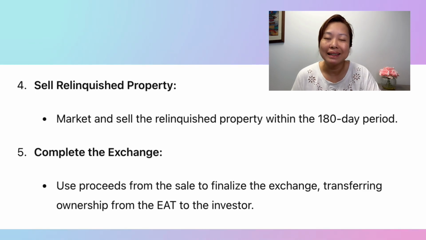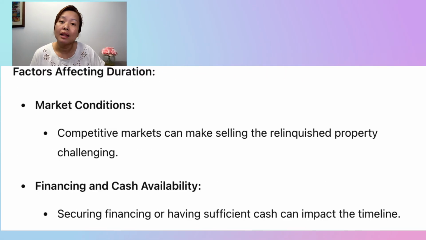Fifth is completing the exchange. Upon selling the relinquished property, the proceeds are used to finalize the exchange, transferring ownership of the replacement property from the EAT to the investor. Next question, we want to know what factors can affect the duration of the reverse 1031 exchange.